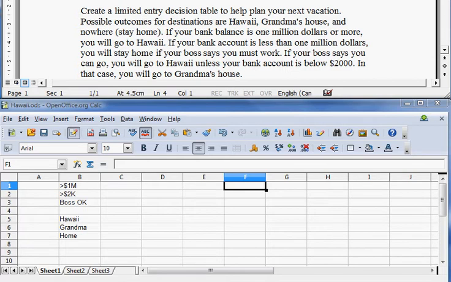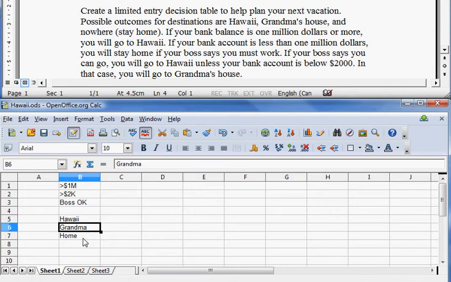The example we're going to do this time is how to decide whether to go to Hawaii, to Grandma's house, or nowhere, i.e. stay home. Okay, so let's read it. We're going to create a limited entry decision table to help plan for our next vacation. The possible outcomes for destinations are Hawaii, Grandma's house, and nowhere or stay home.